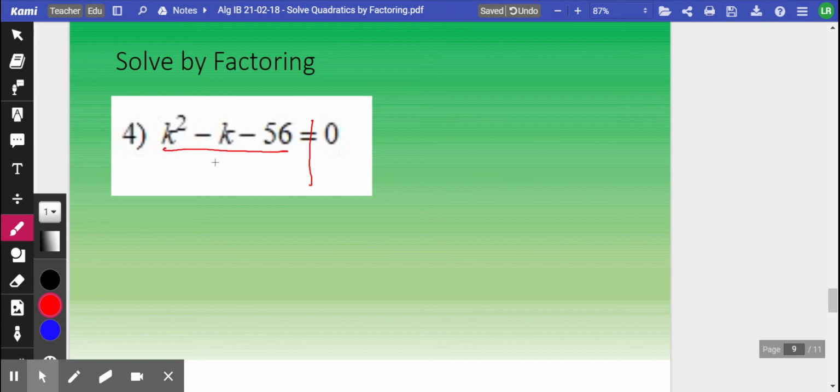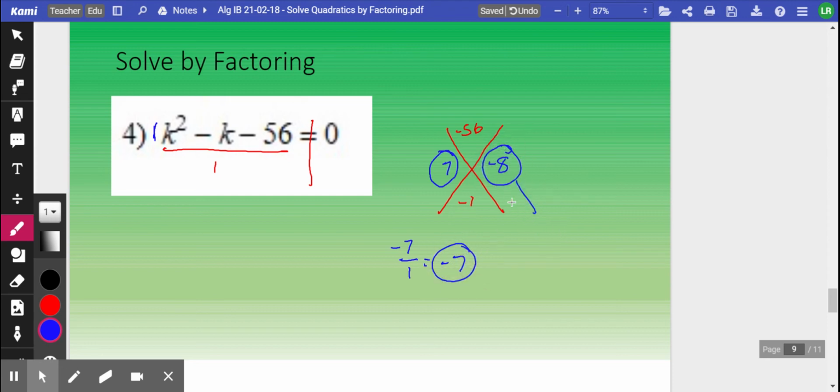What can I divide out? 1, it's done. Magic numbers: multiplies to be -56, adds up to be -1. Two magic numbers are 7 and -8. Now my A value is 1, so when I do this, opposite is -7 divided by the A value. So that's going to be -7. Opposite is going to be 8 divided by my A value. So my answers are -7 and +8.